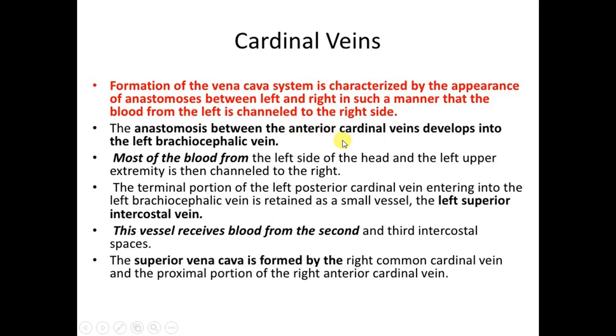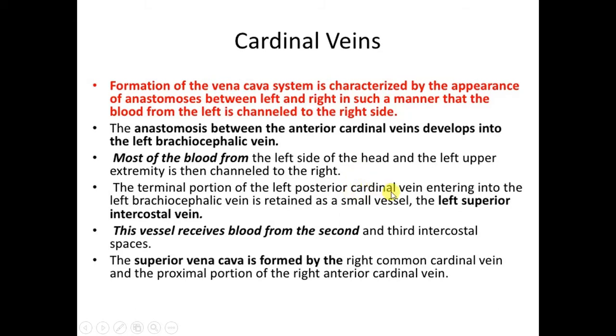The anastomosis between the anterior cardinal veins develops into the left brachiocephalic vein, which then joins the right brachiocephalic vein and forms the superior vena cava, which enters the right atrium. So most of the blood from the left side of the head and the upper extremity, that is the upper limb, is channeled to the right through the brachiocephalic vein.